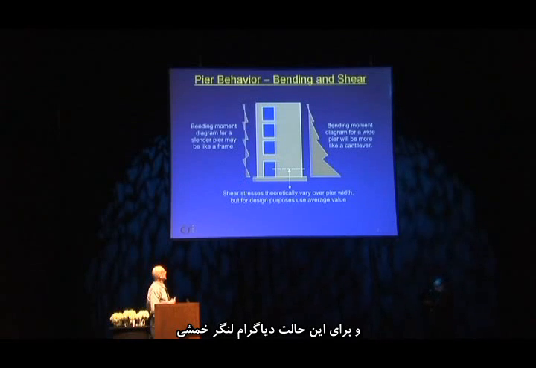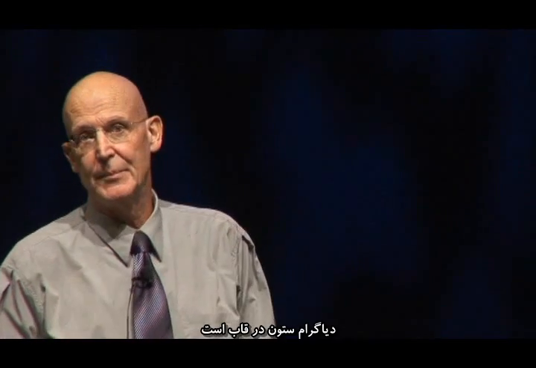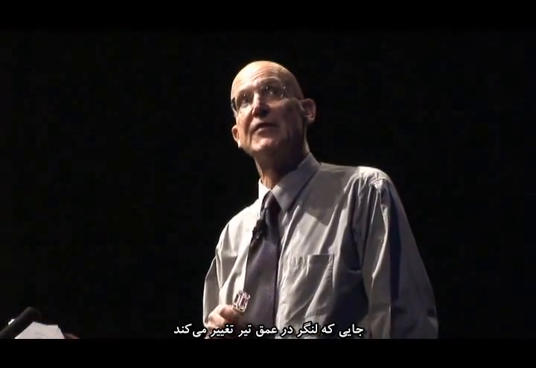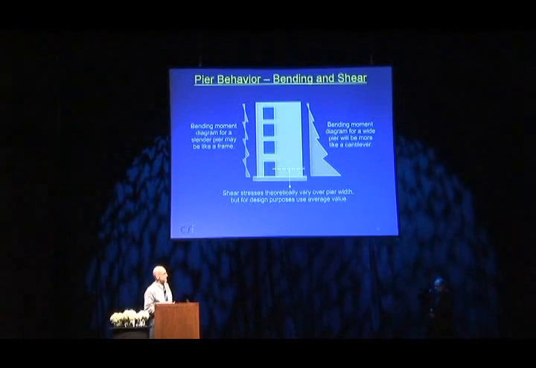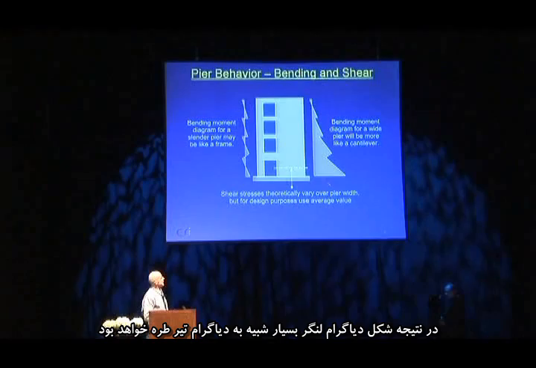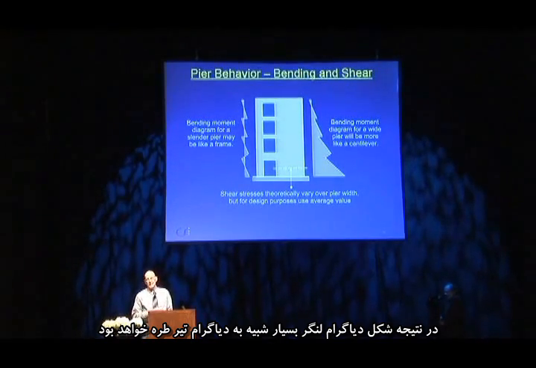And for this case, the bending moment diagram for that pier might be pretty much what it might be for a column in a frame. Notice there is a difference here where the moment varies over the depth of the beam. It's not necessarily a straight line, but let's not get hung up on details. When we look at the wide pier, this is not going to be affected as much by the coupling panel, so the shape of the moment diagram is more likely to be like that for a cantilever.